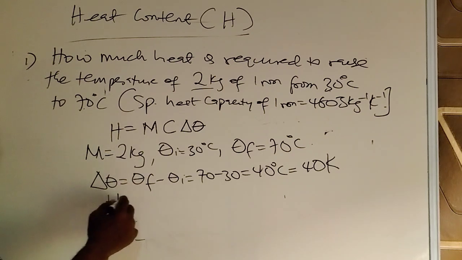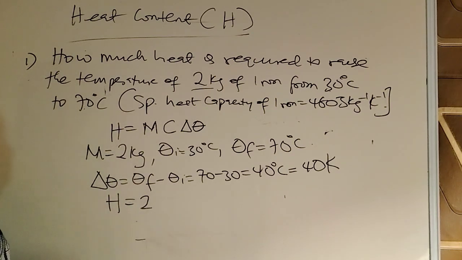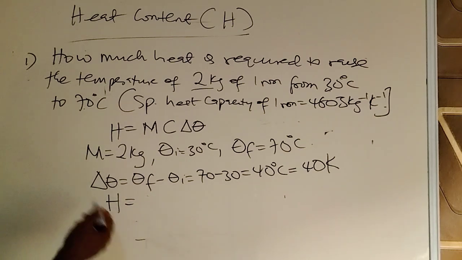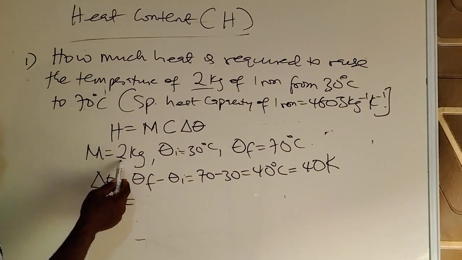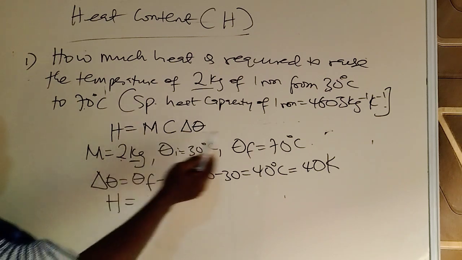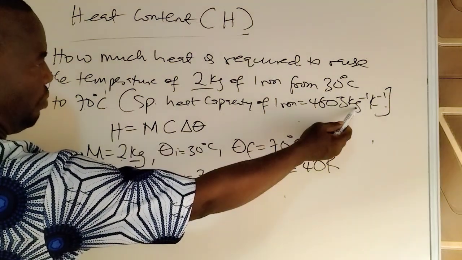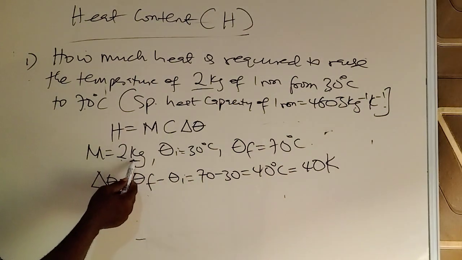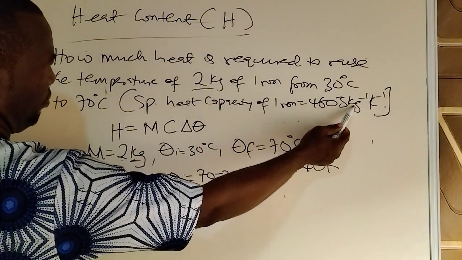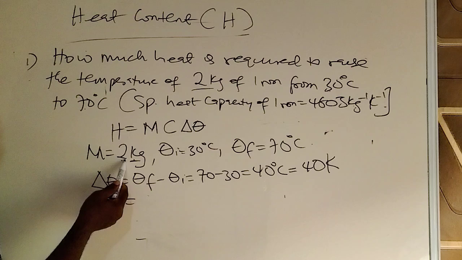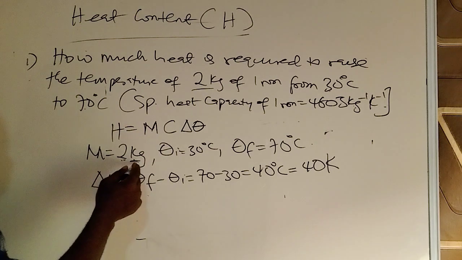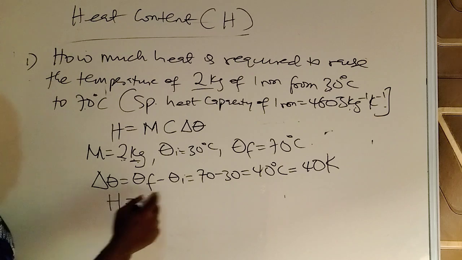So we're now looking for H. Our mass is 2. Before we substitute, we have to look at whether the units are standard. This mass is in kilogram, and the value of the specific capacity is also per kilogram. So that means there's no unit conversion. Had it been that this is in kilogram and this one is in gram, we would convert the kilogram to gram before we start solving. But since the units are uniform, we'll now start solving.